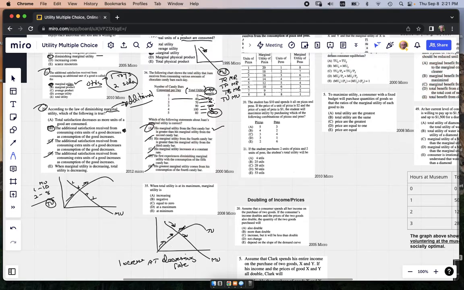It's going up and up and up. It's getting slower and slower until finally it hits a maximum right there, and that's where marginal utility is 0, is where total utility is maximized. Total utility increases at a decreasing rate. They've asked that a couple times. Make sure you understand that relationship. So when total utility is maximized, marginal utility is equal to 0.